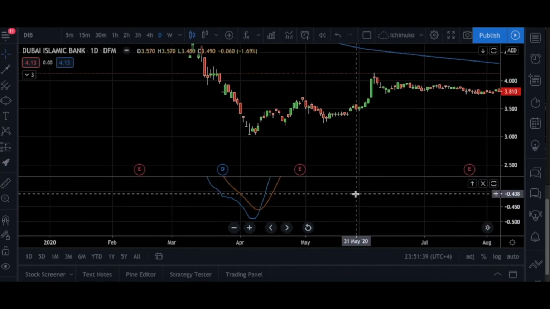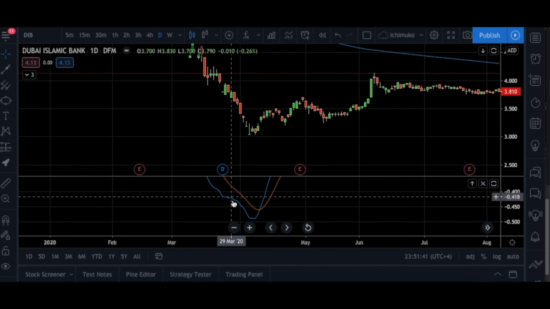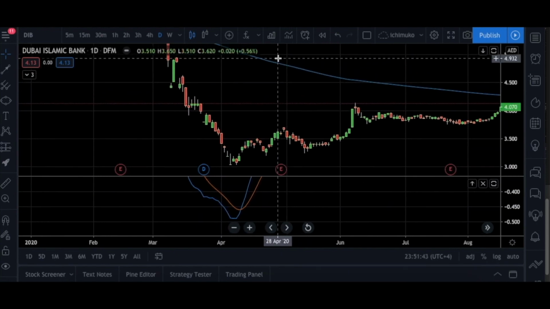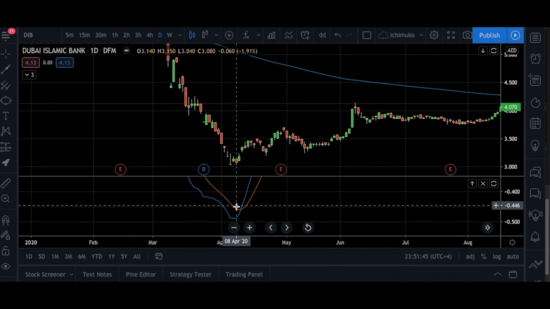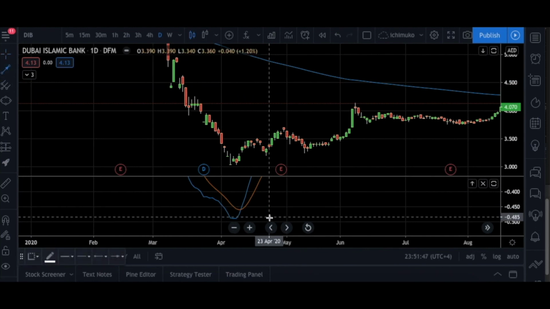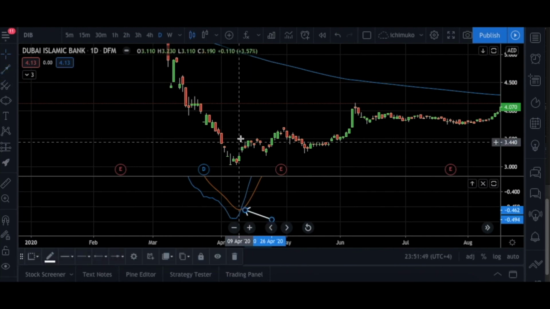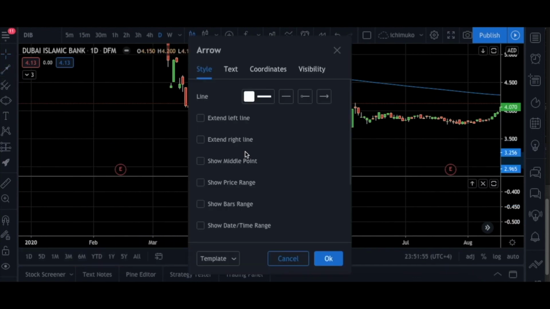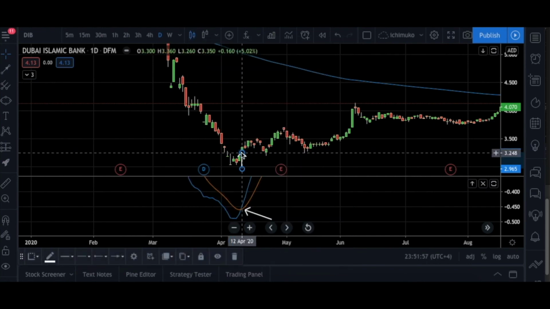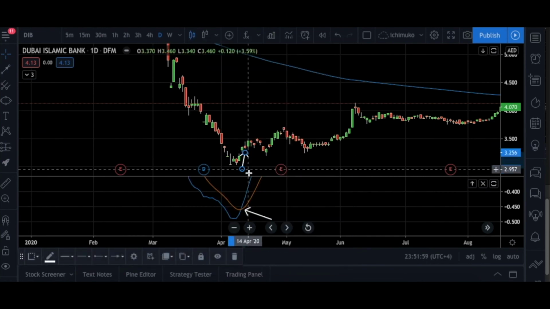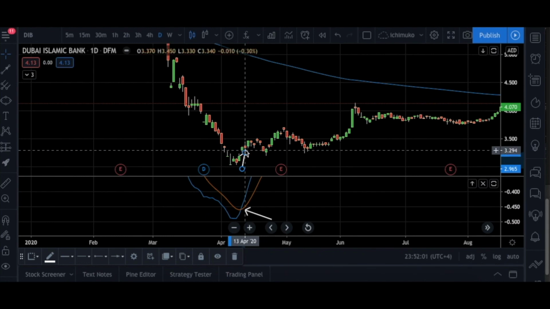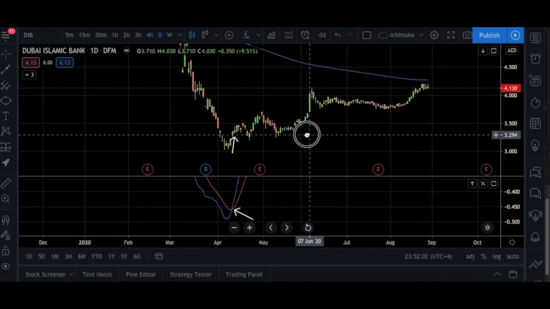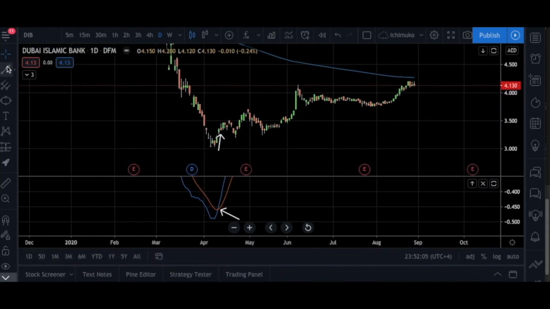Okay, this is the price and it's below 200 EMA. Still, it gave you a buy signal. Let me mark it here. It gave you a buy signal right at this candle. So, even if you enter here, at this candle, at this crossover, then the market has been trending to the upside.